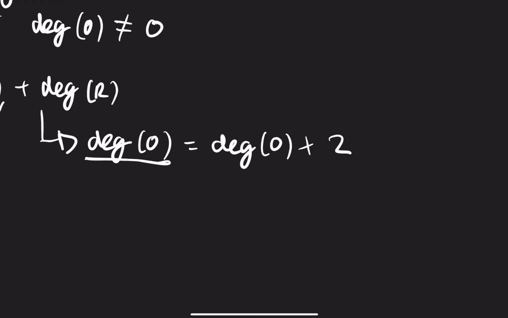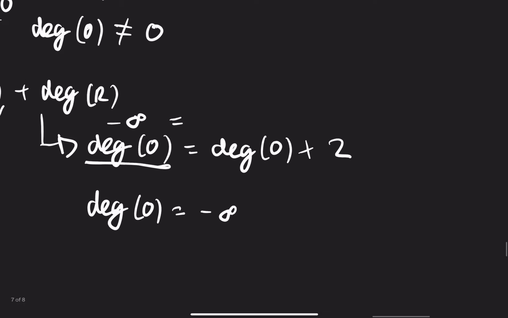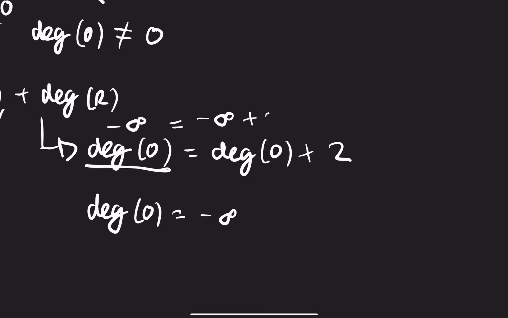Well, it turns out that the answer is minus infinity. So degree of 0 is minus infinity. Because, well, minus infinity is equal to minus infinity plus 2. But 2 is negligible, so it doesn't really matter, because negative infinity is so big that it's equal to... Infinity is a weird thing. Just know that the degree of 0 is equal to negative infinity.